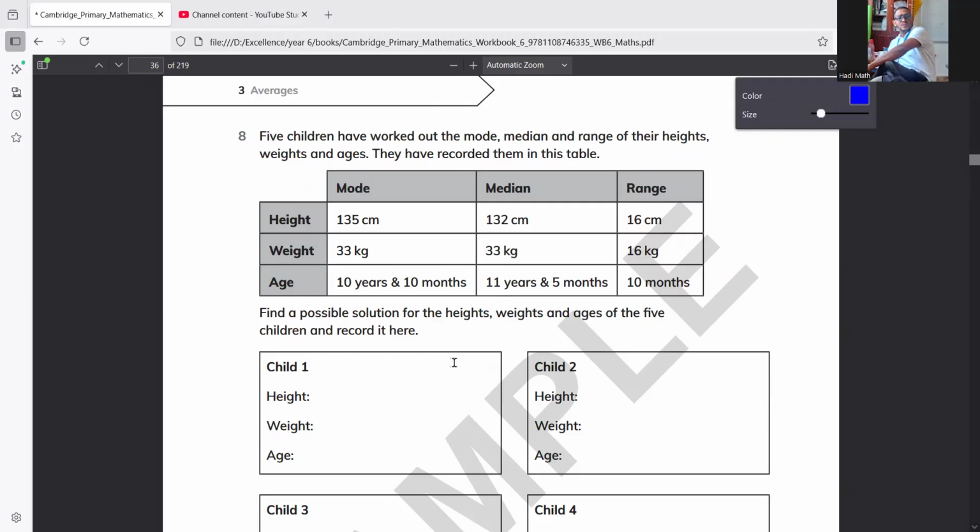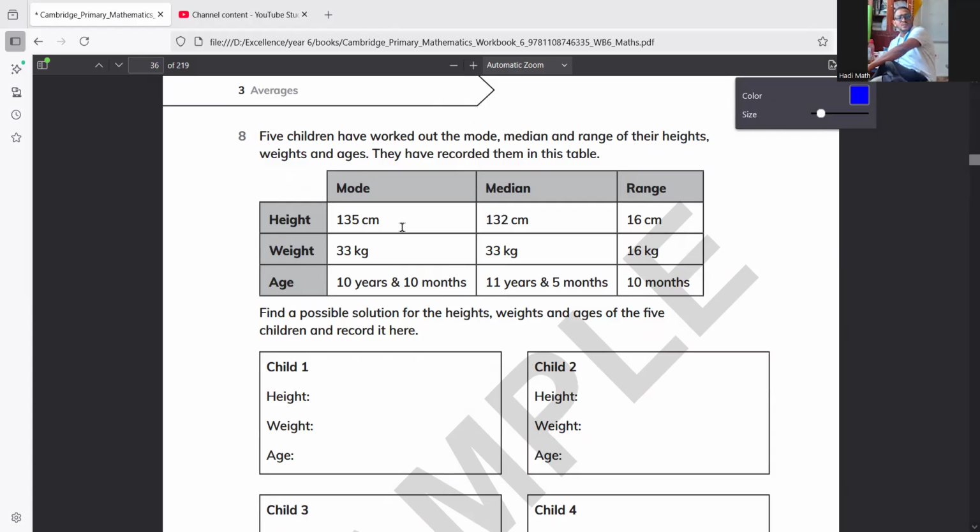This is a table. They say find a possible solution for the heights, weight, and ages for the 5 children unrecorded here. Let's go one by one. Let's start from the first one, which is the height. Please understand each piece of information that's given to you.